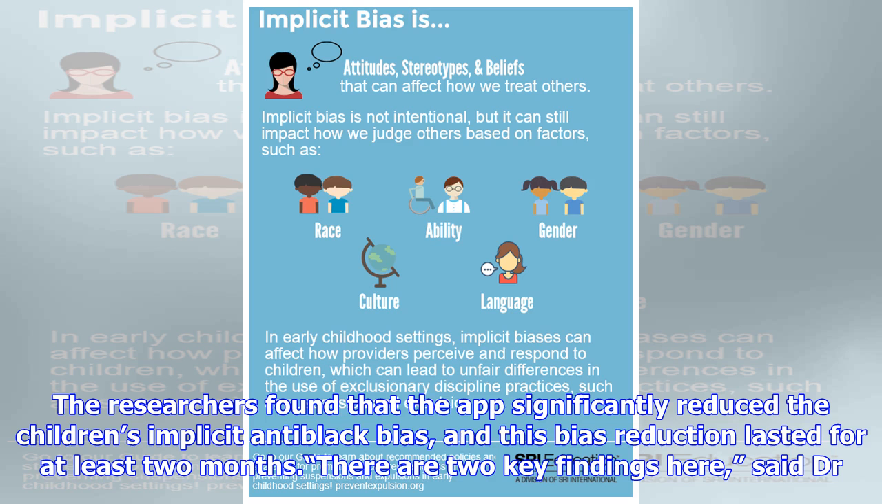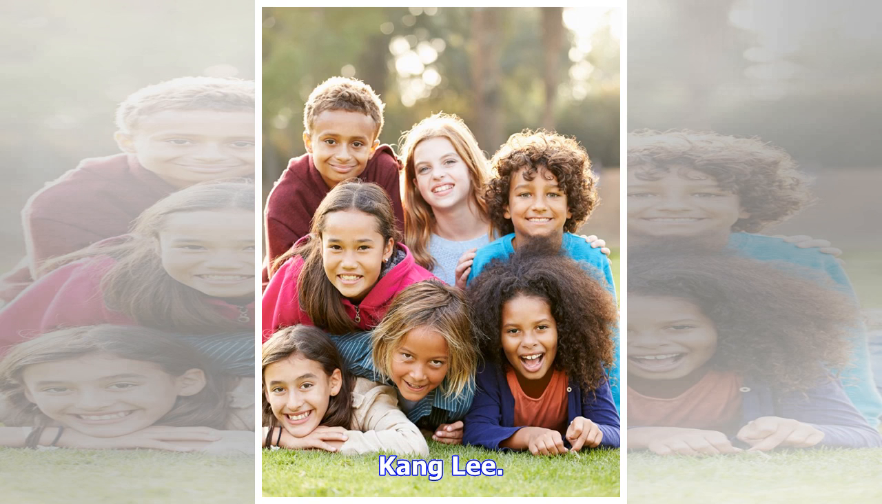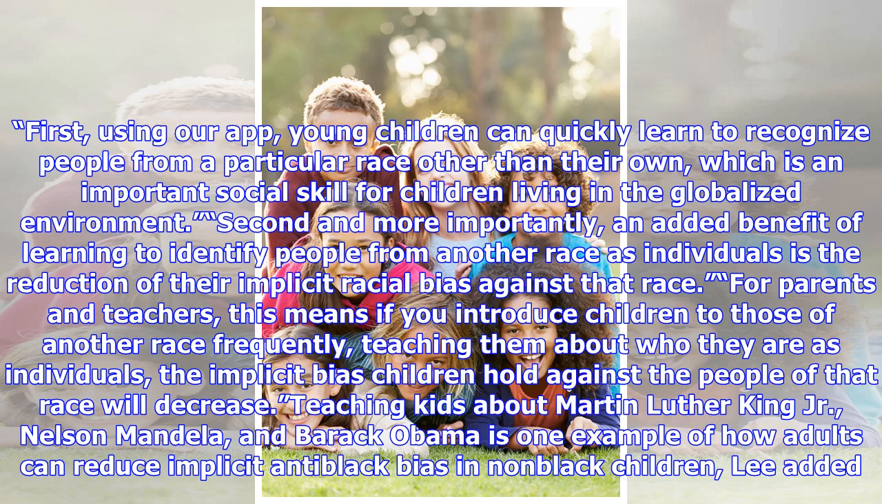There are two key findings here, said Dr. Kang Lee. First, using our app, young children can quickly learn to recognize people from a particular race other than their own, which is an important social skill for children living in the globalized environment. Second, and more importantly, an added benefit of learning to identify people from another race as individuals is the reduction of their implicit racial bias against that race.